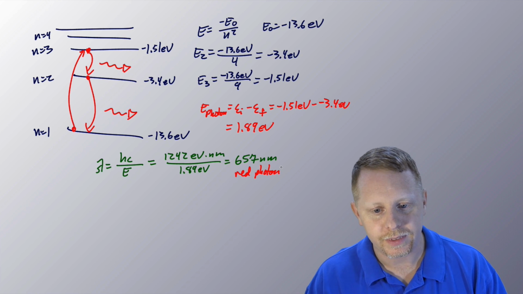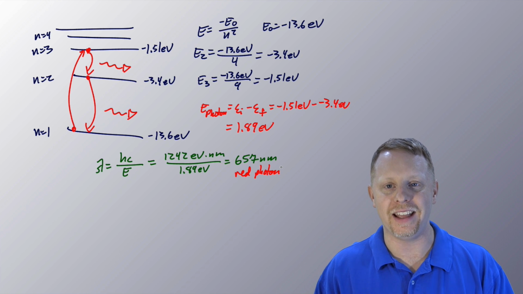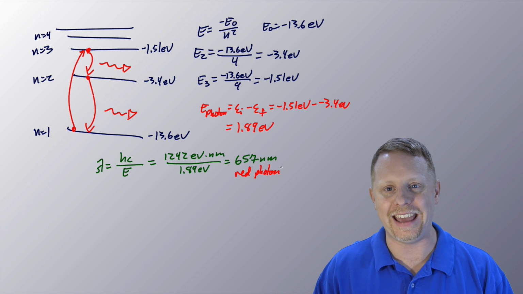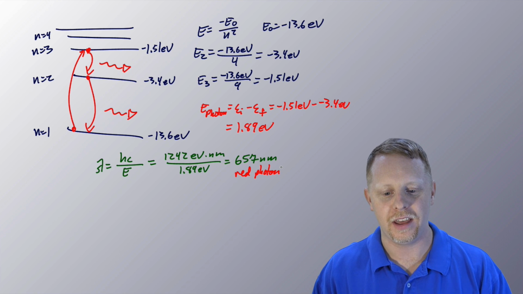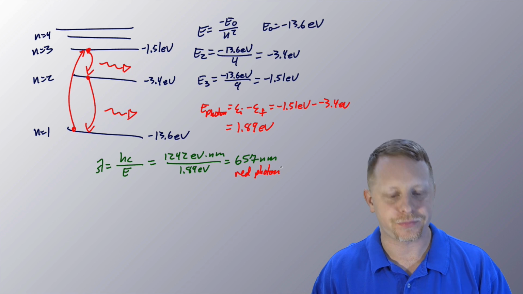photon. So just to summarize there, red light produced by an electron relaxing from the n equals 3 to the n equals 2 state emits a photon with energy 1.89 eV, corresponding to a wavelength of 657 nanometers, which is red light. So that's how you get the red light from the lamp.